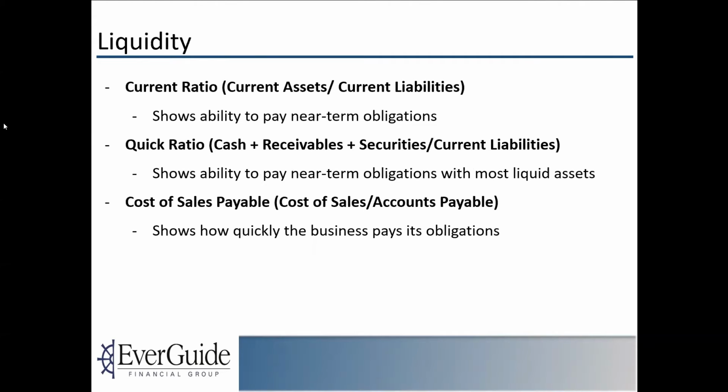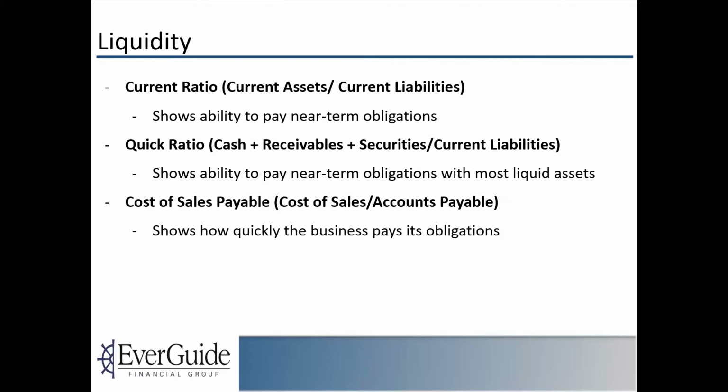So next we'll talk about liquidity. This is important because it looks at how you're able to pay your obligations. The first one is the current ratio. This is just current assets divided by current liabilities, again showing the ability to pay near-term obligations. The next one is the quick ratio. This is basically the same as the current ratio, except you're looking at cash, receivables, and securities. So it's taking a look at your most liquid assets. It's called a quick ratio because of how quickly you can pay those current liabilities.